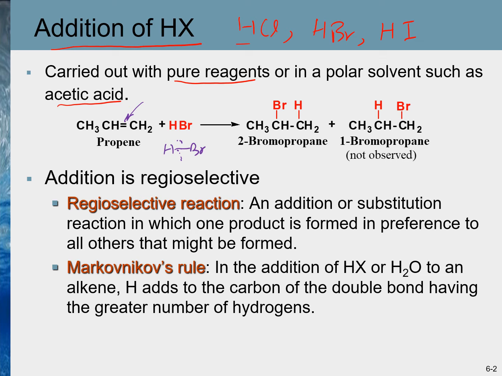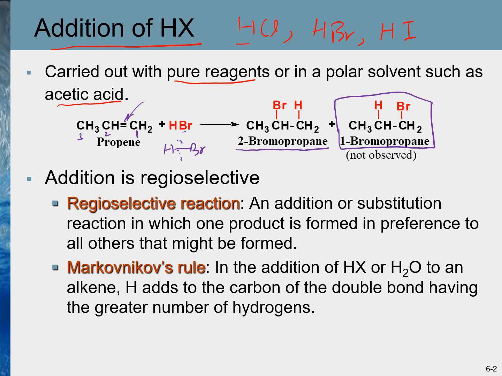Now, earlier we said that there is a chance that this addition may be random or it may be selective. Let's take a look at the products. There are two possibilities. One possibility is that hydrogen gets added to carbon number 1 and Br gets added to carbon number 2. In that case, the resulting product will be 2-bromopropane. The other possibility is that hydrogen gets added to carbon number 2 and Br gets added to carbon number 1. So this is the product shown here.